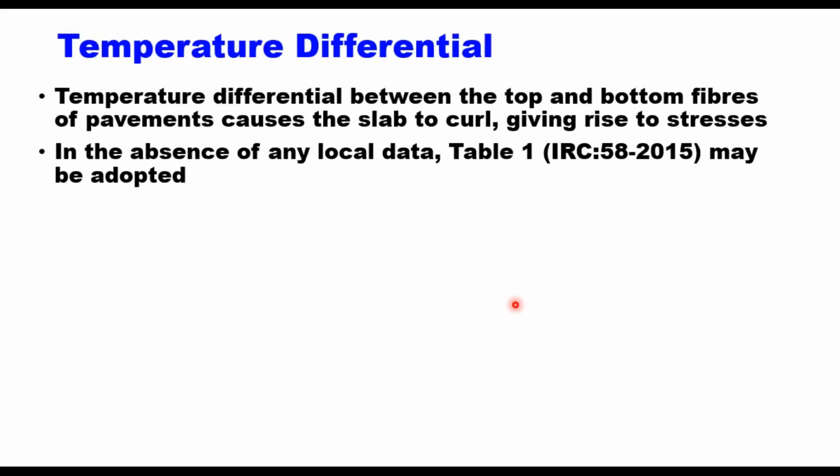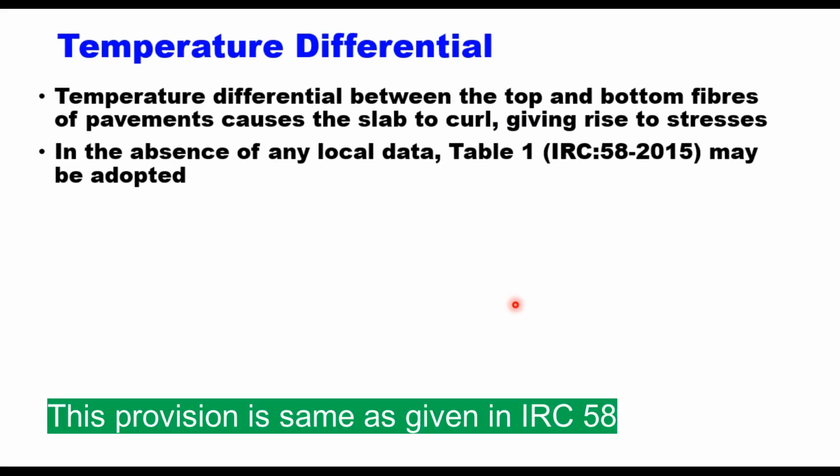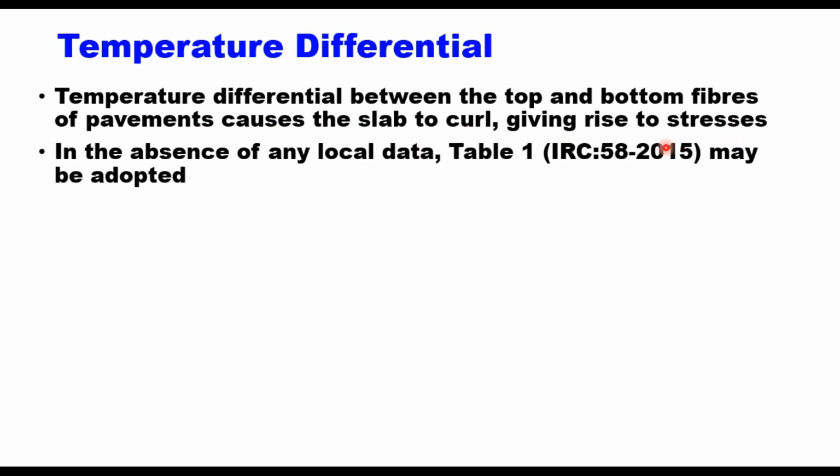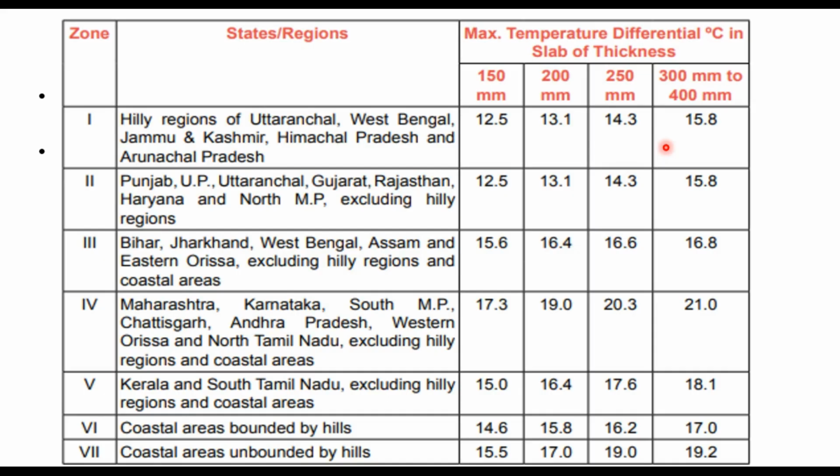For temperature differential, the guidelines given in IRC 58 are used. Temperature differential between the top and bottom fibers of pavements causes the slab to curl, giving rise to stresses. In the absence of any local data, Table 1 of IRC 58, which is like this, may be used to determine the maximum temperature differential in slabs of thickness 150 mm, 200 mm, 250 mm, 300 mm to 400 mm.